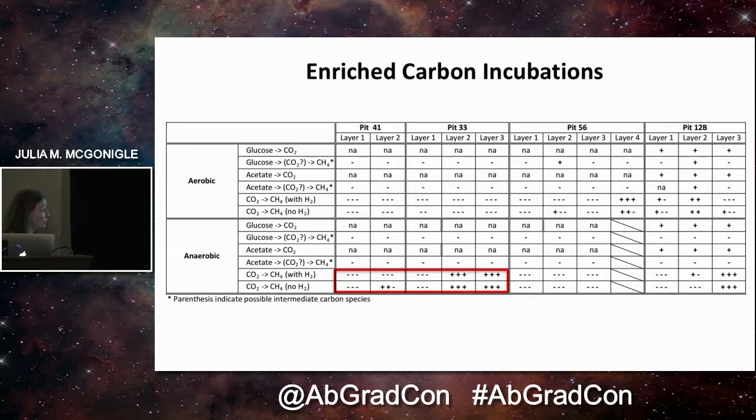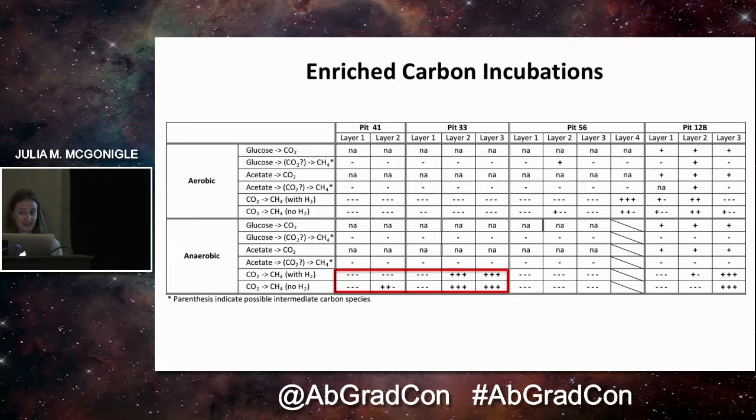So as I told you, methanogens need hydrogen to grow. So we would expect methanogens to be only producing methane in this control right here with hydrogen. However, we can see that there is some methane production in these other incubations without hydrogen.